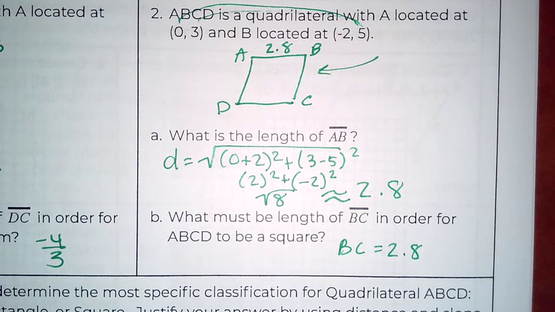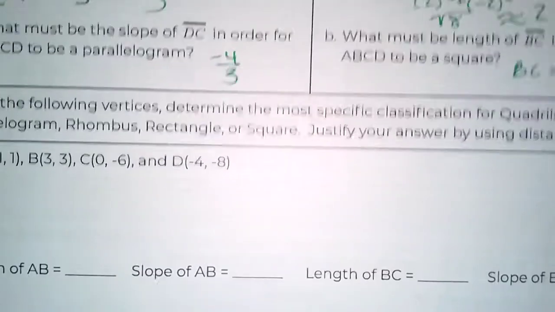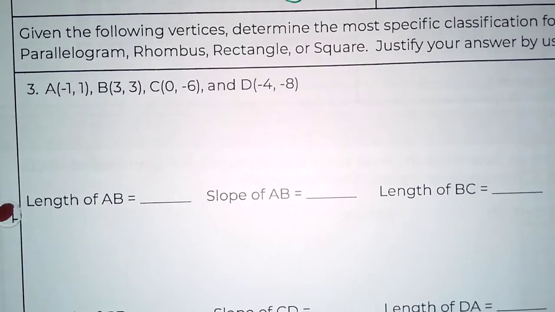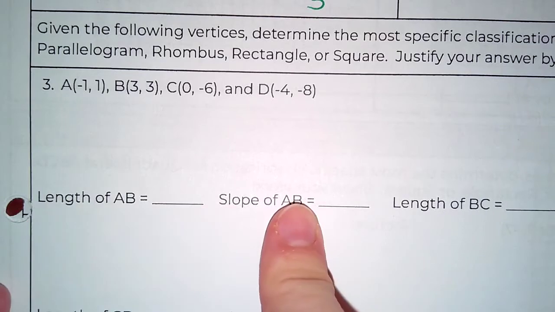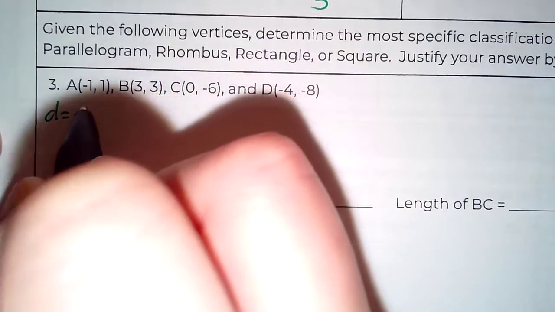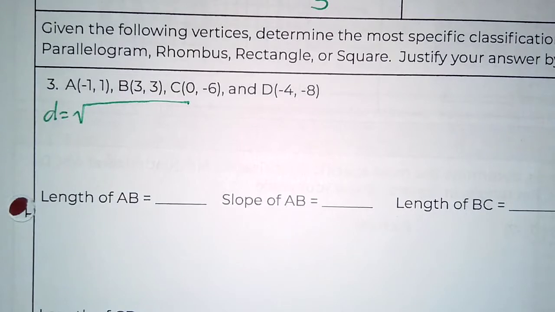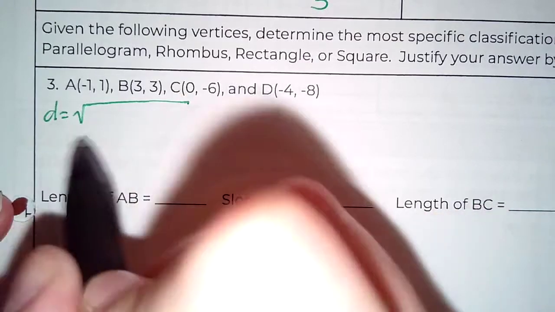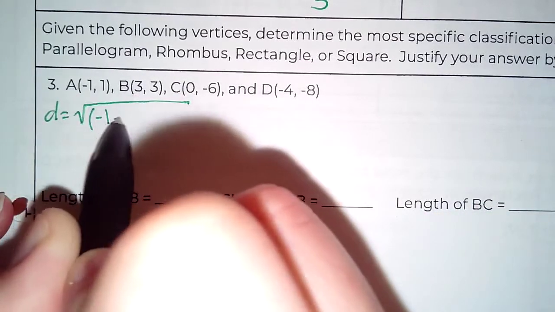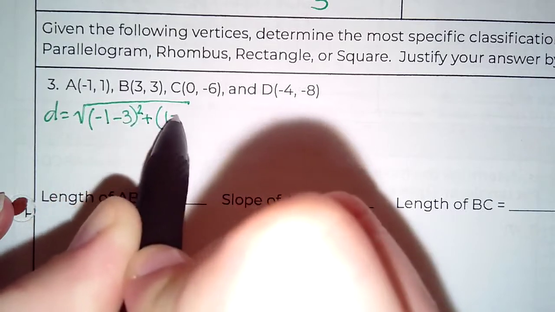Okay, these next two questions are me just giving you each of the coordinates A, B, C, and D, and you are going to classify by finding the length of each side and the slope. So we'll walk through number 3 together, and you'll do part of 4 on your own. So we're going to find the distance and slope of AB first. So distance equals, and remember, once we find the distance, the slope just becomes faster because we've already calculated. So from A to B, I'll go from -1 minus 3 squared plus 1 minus 3 squared.